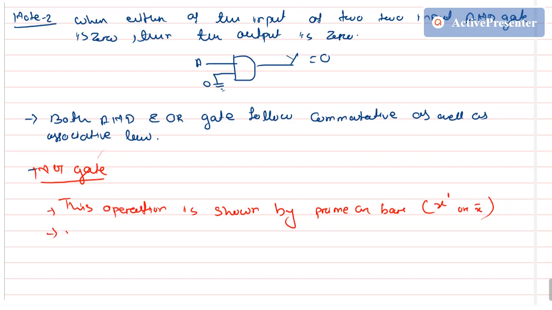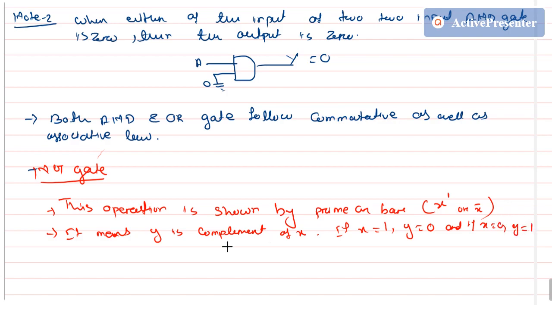So this gate means y is the complement of x. That is, if x equals 1, then y equals 0, and if x equals 0, y equals 1. So this is the work of a NOT gate.